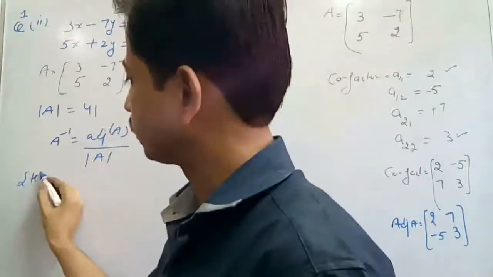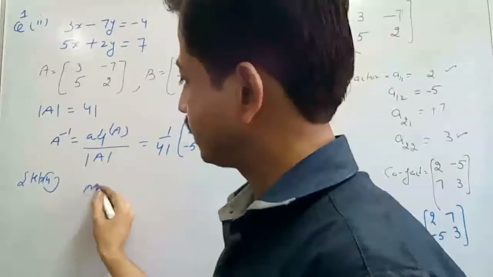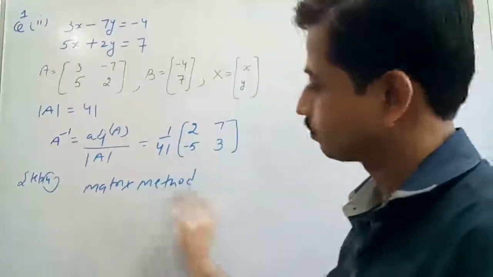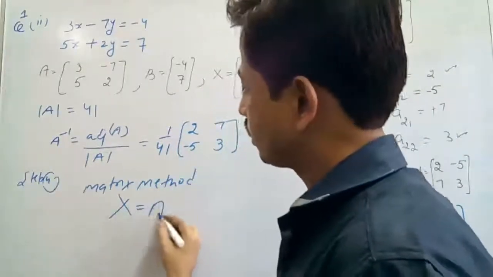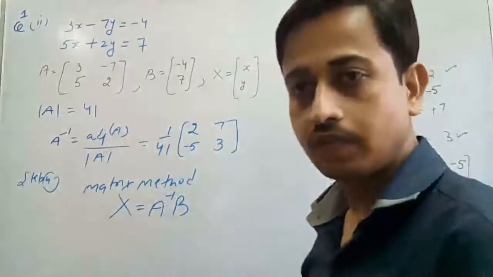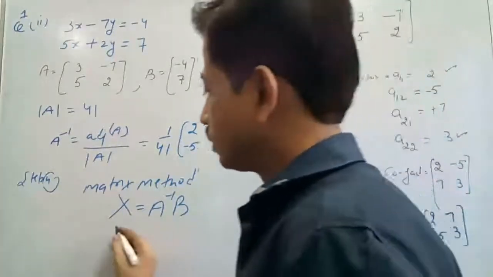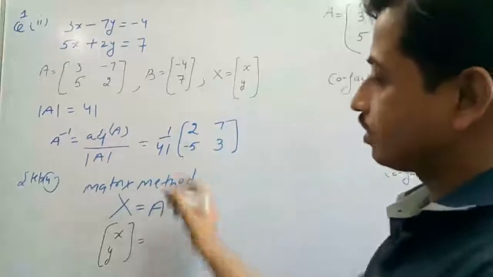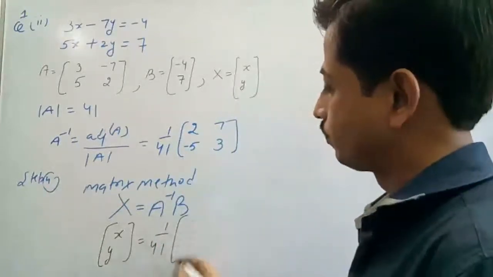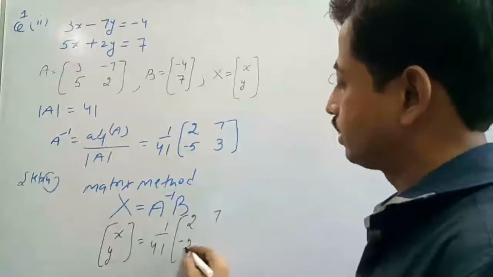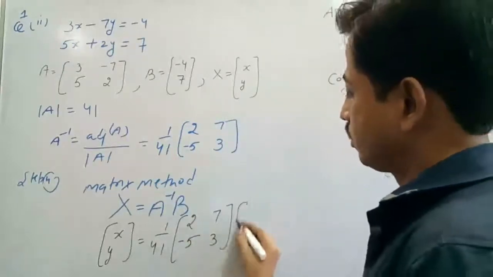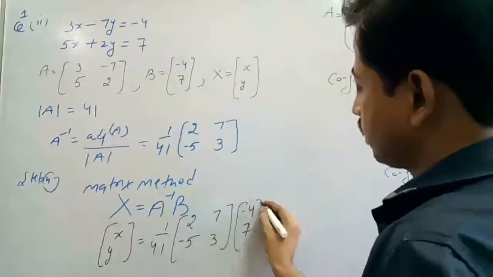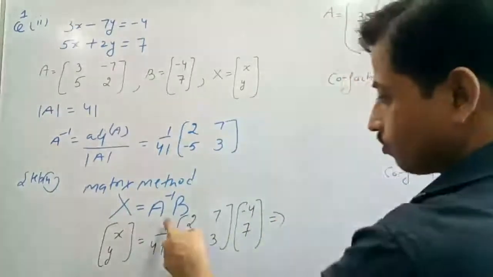Step 4. Use the matrix method. What is the matrix method? X is equal to A inverse B. We have to write X with the variables X and Y. What is A inverse? 1 by 41, matrix 2, 7, minus 5, 3. And what is B? B is minus 4 and 7. Now please solve, keeping 1 by 41 as it is.